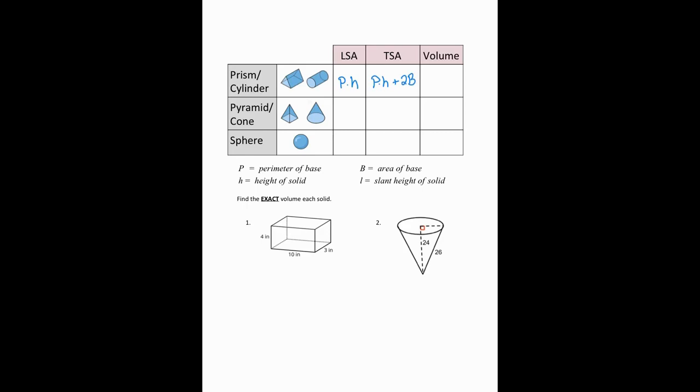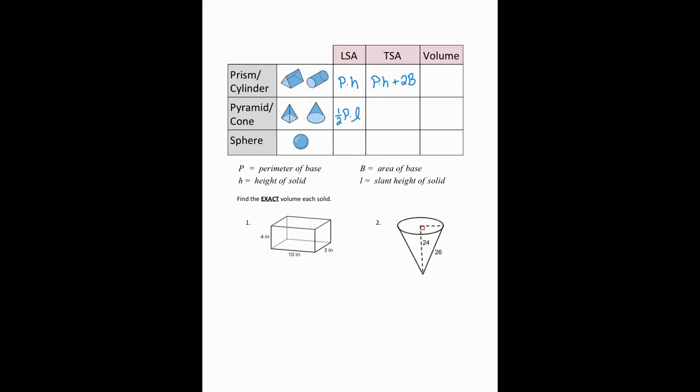For pyramids and cones, we had similar formulas. The lateral surface area ended up being 1/2 times the perimeter of the base times the slant height. So we can think about the 1/2 almost like the area of a triangle, because the side surface area is coming to a point, and instead of the height of the solid, we use the slant height because the surface is slanted.